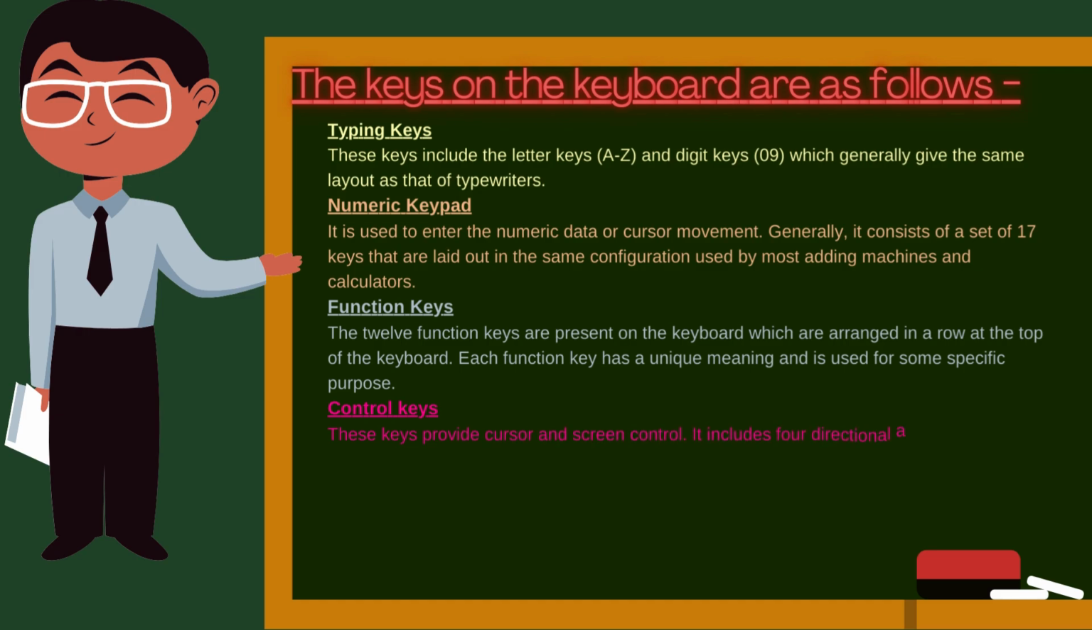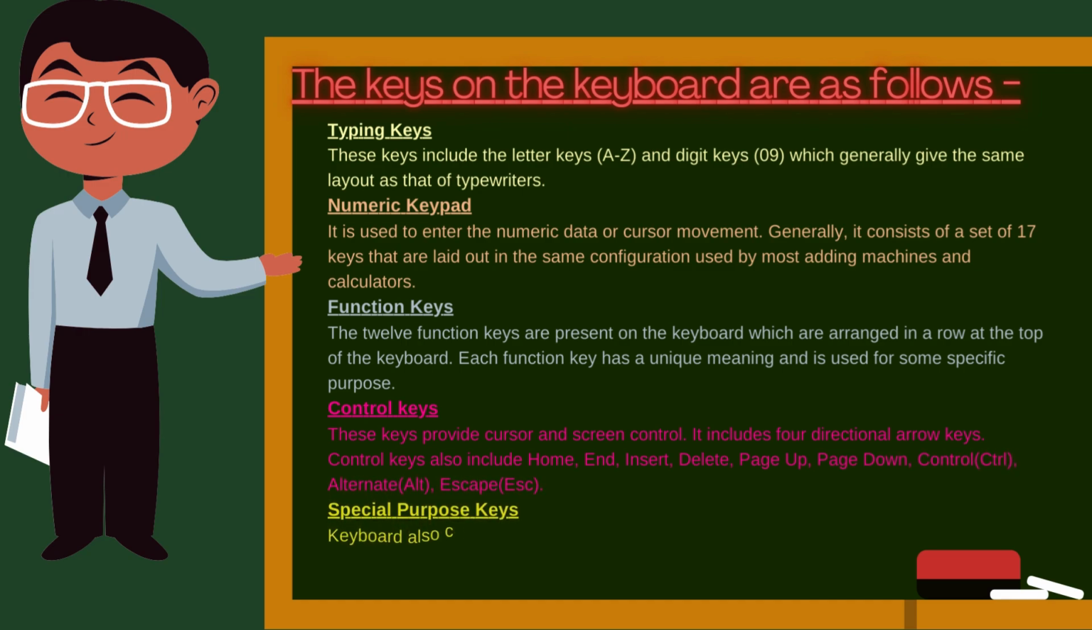Control keys. These keys provide cursor and screen control. It includes 4 directional arrow keys. Control keys also include home, end, insert, delete, page up, page down, control, Ctrl, alternate, Alt, escape, Esc. Special purpose keys. Keyboard also contains some special purpose keys such as enter, shift, caps lock, num lock, spacebar, tab, and print screen.